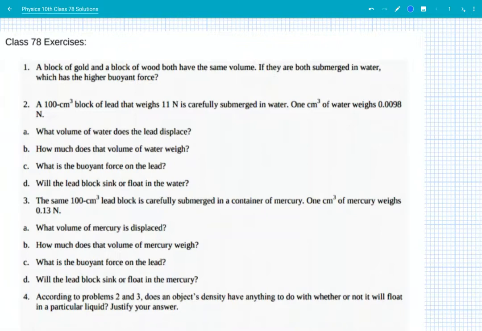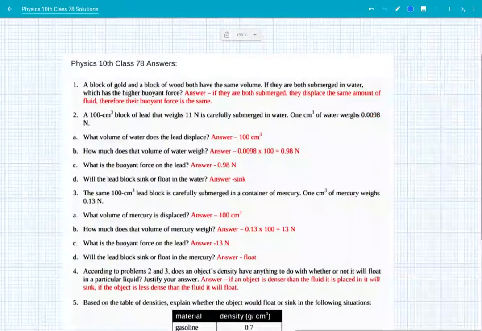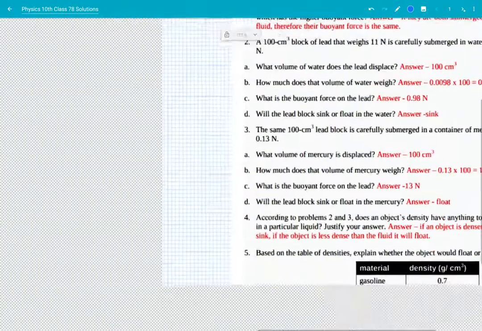What volume of water does the lead displace? Well, we know the volume of the fluid displaced is the same as the volume of the object if it is fully submerged. Therefore, 100 centimeters cubed of water is displaced. And there it is, 100 centimeters cubed.